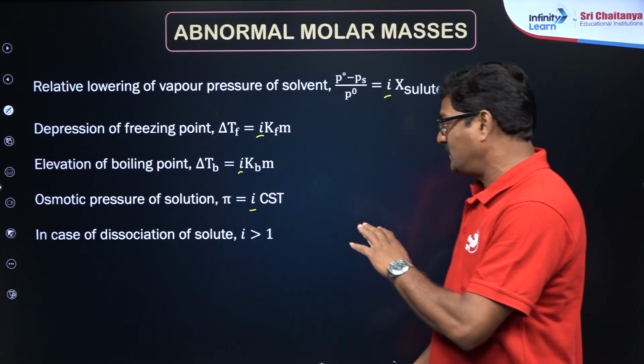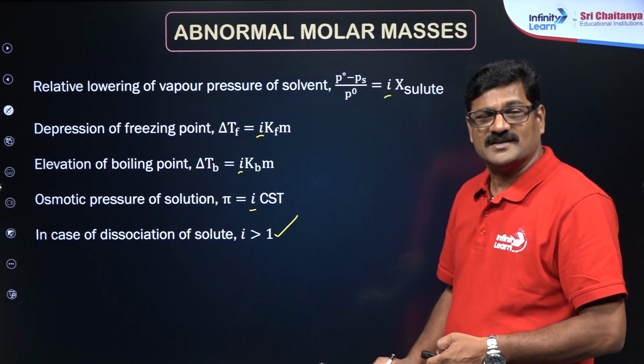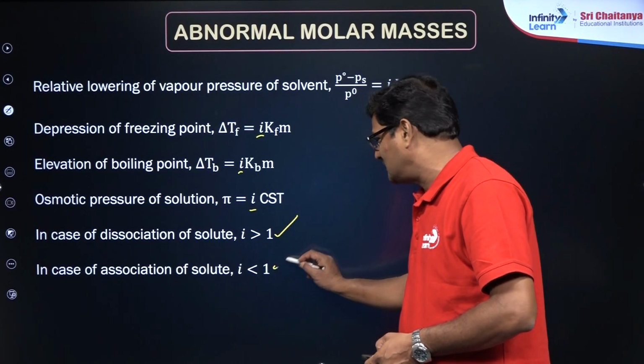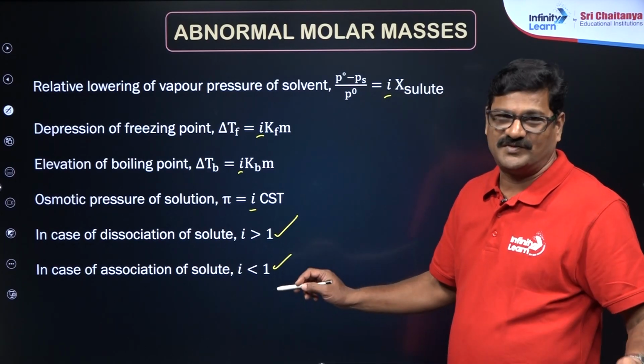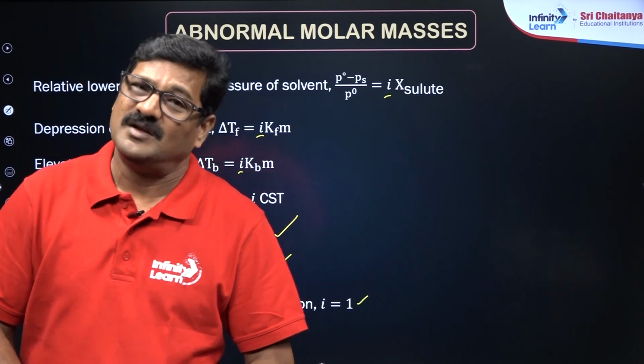And in case of dissociation, the i value is always greater than 1. In case of association, the i value is less than 1. In case of no association and no dissociation, the i value is going to be 1.